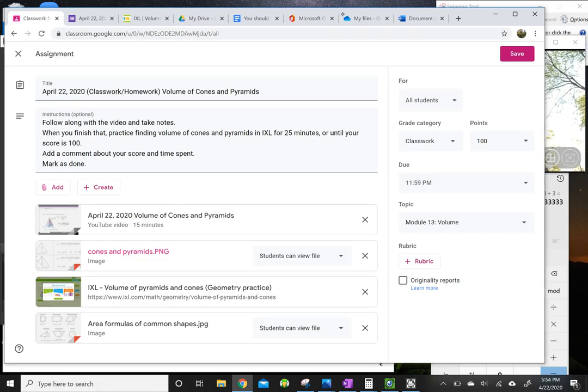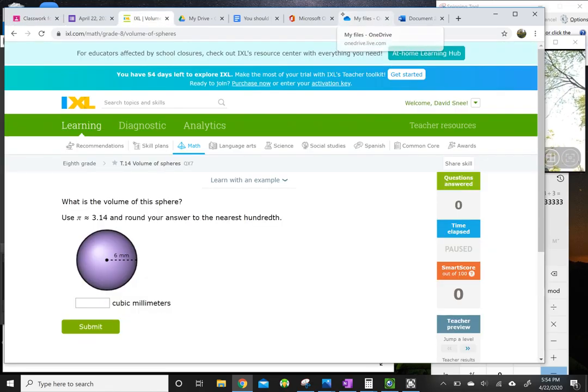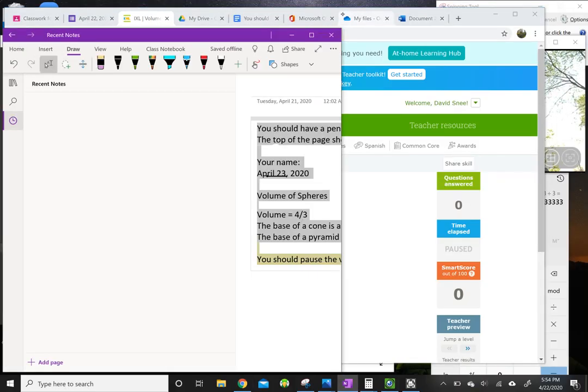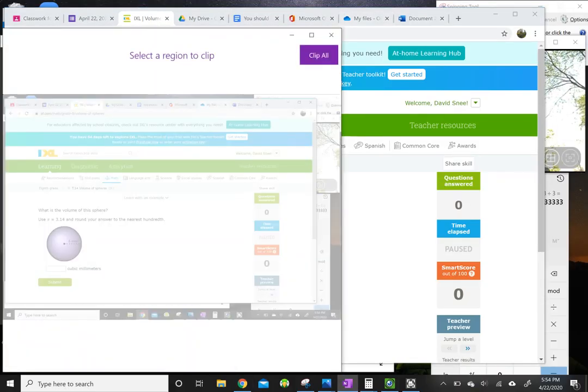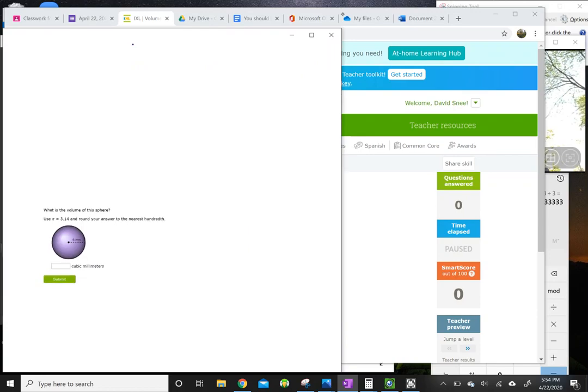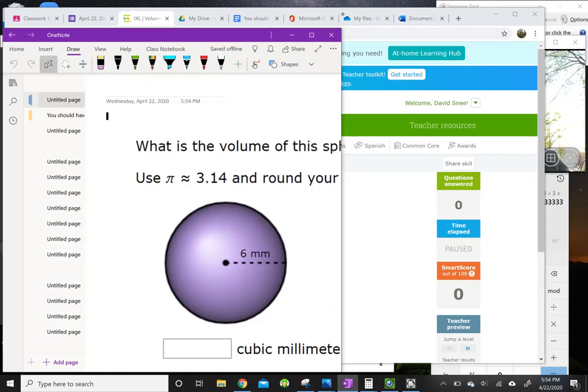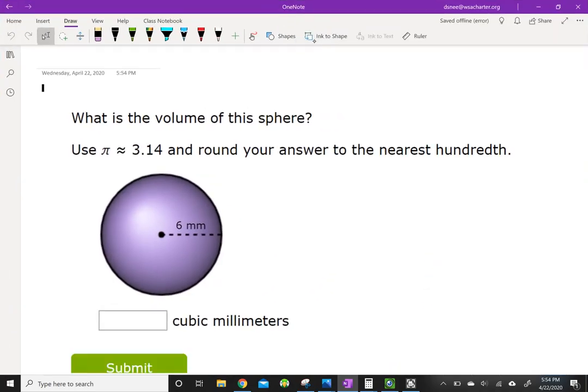They're with your assignments. We're going to go into the IXL and we're going to solve a few of these problems together. We're going to find the volume of spheres, and then you're going to do it on your own. And if you have trouble, you're going to meet me in a Zoom meeting in the afternoon so I can help you.